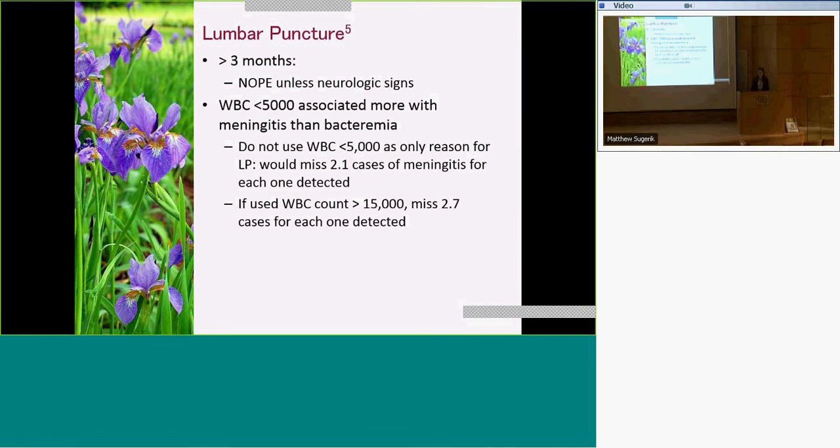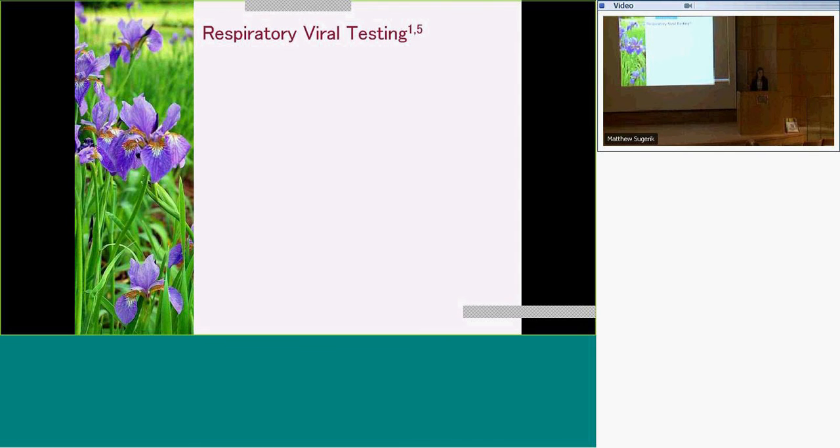And yes, it's true that white counts less than 5,000 are more likely to be associated with meningitis than bacteremia. It's still somewhat limiting. If you were to only use less than 5,000 as your cutoff to do an LP, you'd miss 2.1 cases for each one that you detected. If you only did it if it was above 15,000, then you'd miss 2.7. So a knee-jerk response just based on the white count is going to lead you down the rabbit hole.